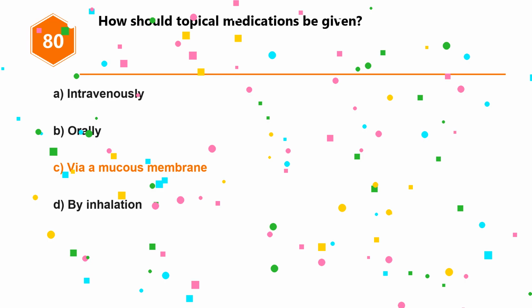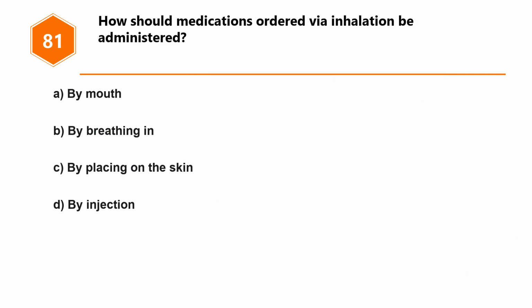The correct answer is option C. Via a mucous membrane. Question 81. How should medications ordered via inhalation be administered? Option A. By mouth. Option B. By breathing in. Option C. By placing on the skin. Option D. By injection.